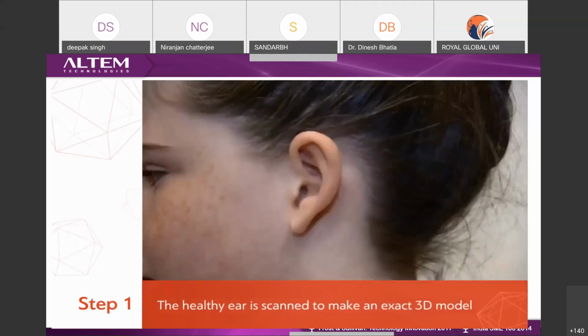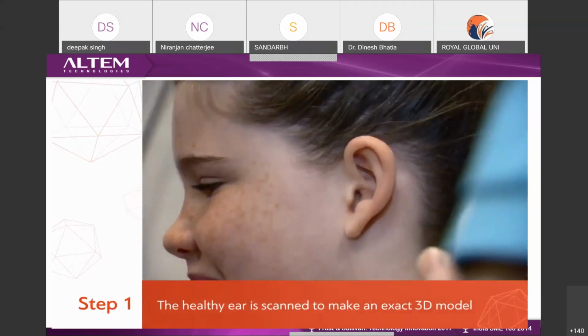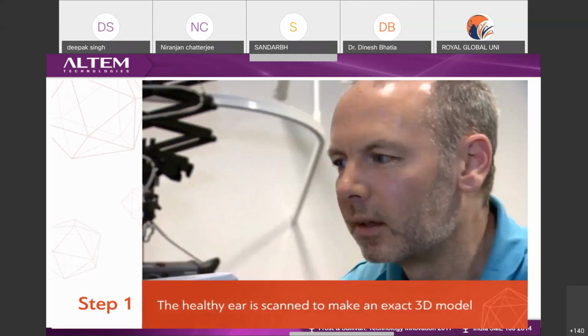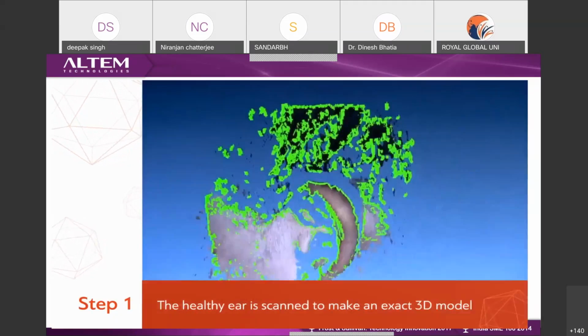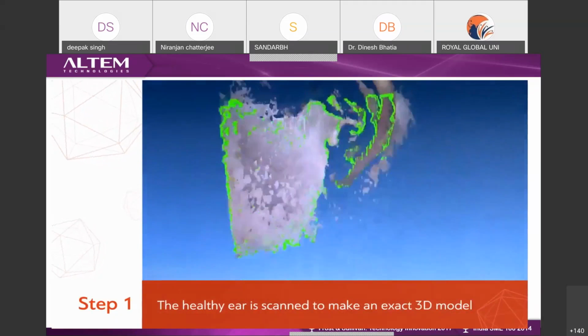This is the application where the kid got one artificial or prosthetic ear. I did have this case study in detail for further slides.